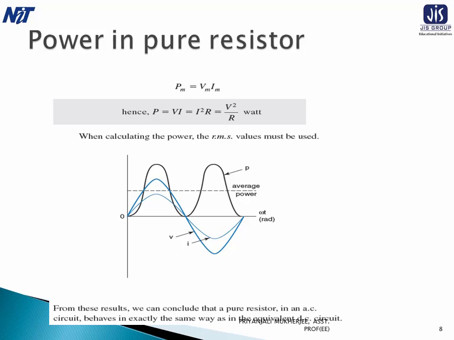Here you can see this one is the voltage signal and this is the current signal, and at every instant we are multiplying the voltage and current. During the first half cycle, the voltage and current both are positive. That's why during this cycle the power is also positive. For the next half cycle, the current and voltage both are negative, so the multiplication of these two gives us a positive. So we can conclude that a pure resistor in an AC circuit behaves exactly in the same way as it works in a DC circuit.